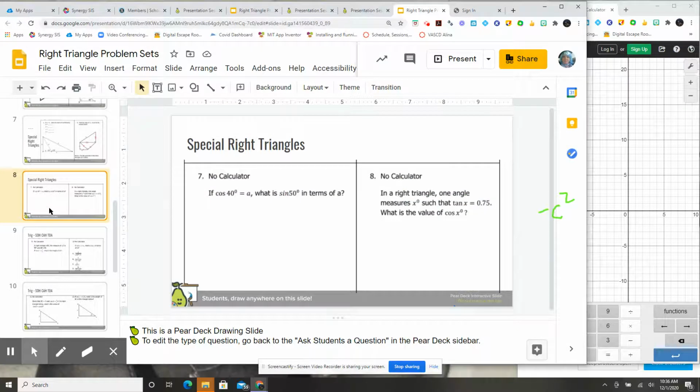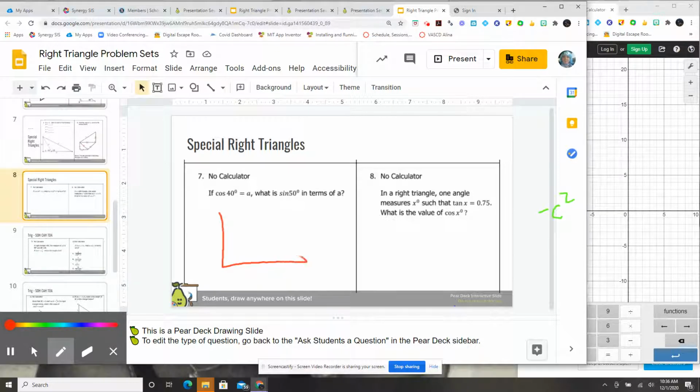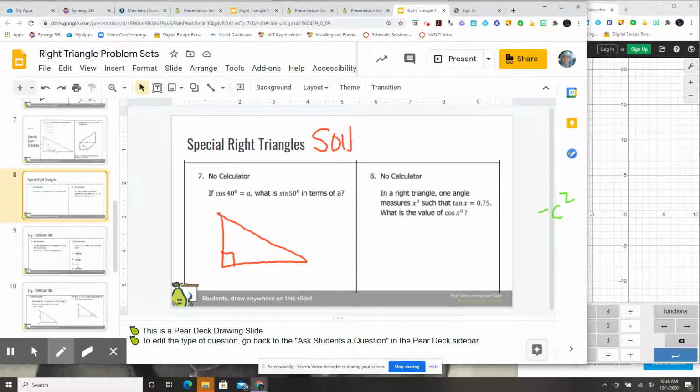Question number 8 changes things around a little bit. Okay, so if you don't have a picture, illustrate it. We know when we're talking about cosine, sine, and tangent, we're always talking about right triangles. So SOH CAH TOA. So cosine is A over H. That means cosine of 40. I'm just going to make arbitrarily that one 40.